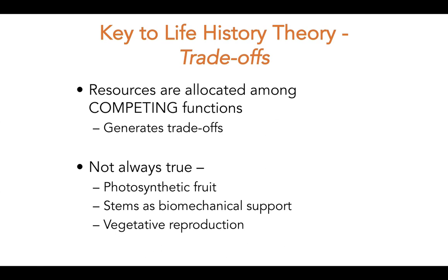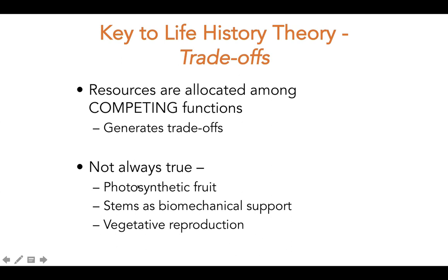Okay. So a key to life history theory is that resources are allocated among competing functions. Allocation to leaves competes with allocation to reproduction. And this necessarily generates trade-offs, right? These are zero-sum. Remember, we talked at the beginning of class in the first few lectures about zero-sum trade-offs. This is a fundamental trade-off because resources are allocated among competing functions.